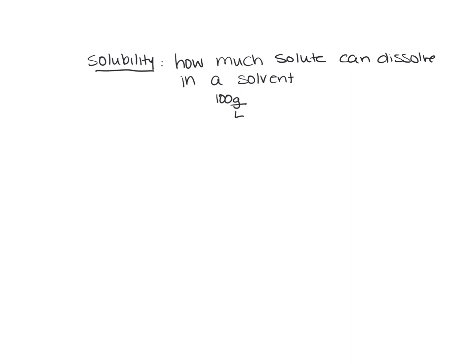If you have something that's over this, you would end up with a solution where things would not dissolve, but under it, it will. Now, there are some trends for solubility that we can use to help us predict if something's going to be soluble. The first one is that likes tend to dissolve likes. And what do I mean by that?